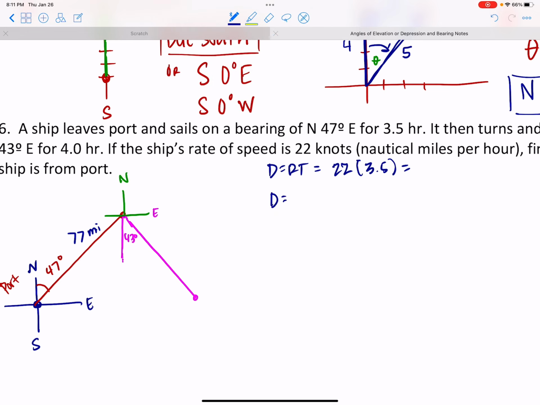Again, that was 4 hours at 22 knots. So 22 times 4 means 88.